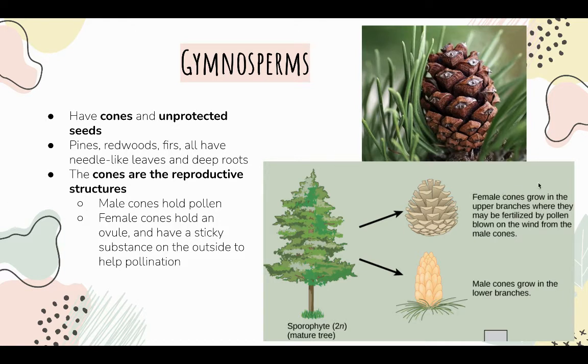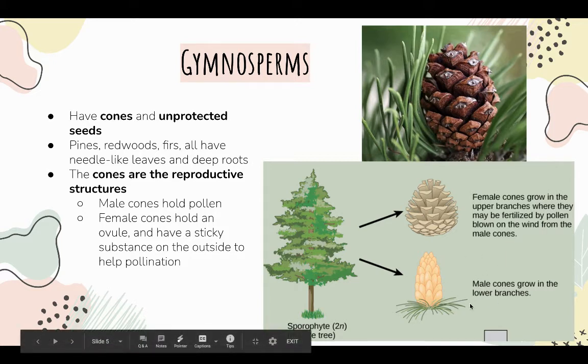So the female cones grow in the upper branches where they may be fertilized by blowing pollen from the wind from the male cones. And the male cones grow on the lower branches.